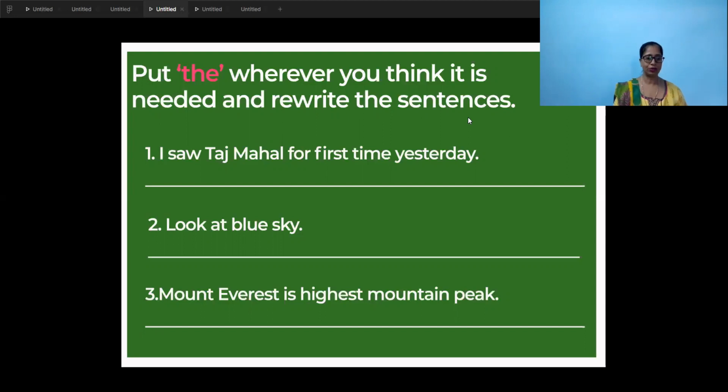So let's do the first one. I saw dash Taj Mahal. It's the name of a building. So we have to put here the Taj Mahal yesterday. Look at dash blue sky. Where will you put the article the? Sky is one of its kind. So look at the blue sky. Mount Everest is the highest mountain peak. So it's the name of a mountain. Yes, Mount Everest, name of the mountain. So you have to put the article. So I hope you have done it.